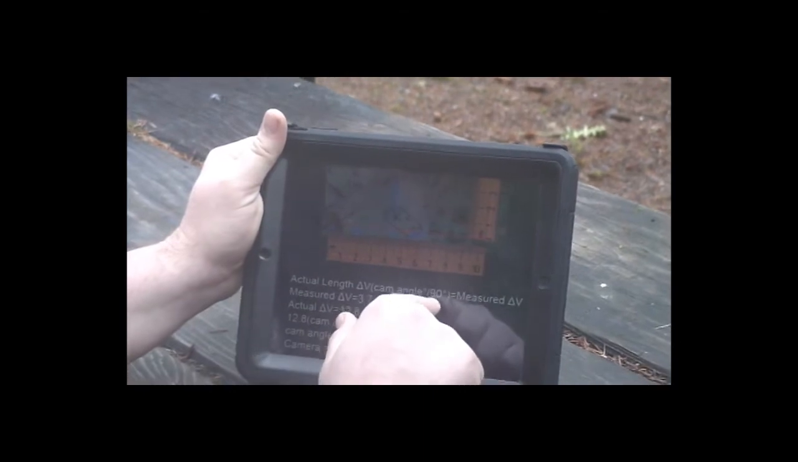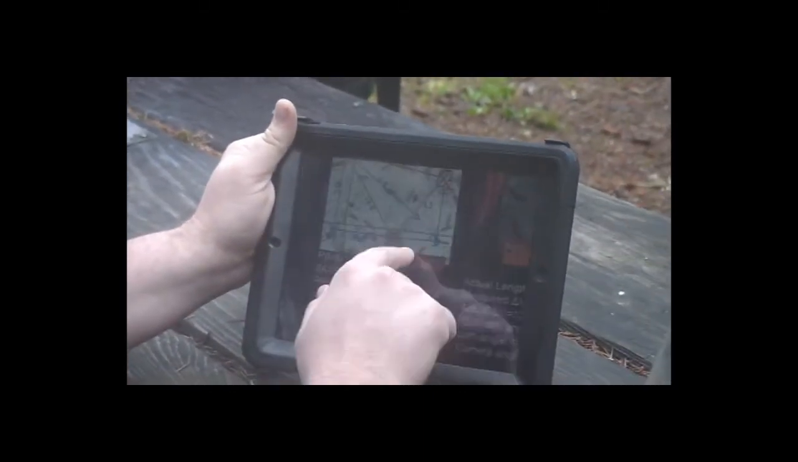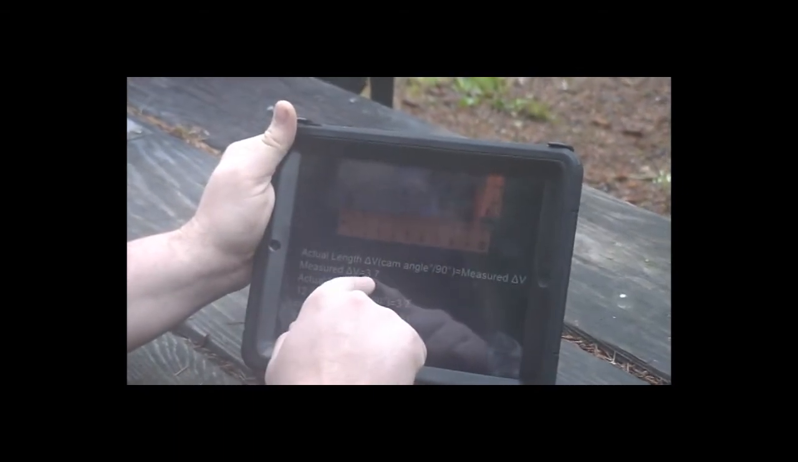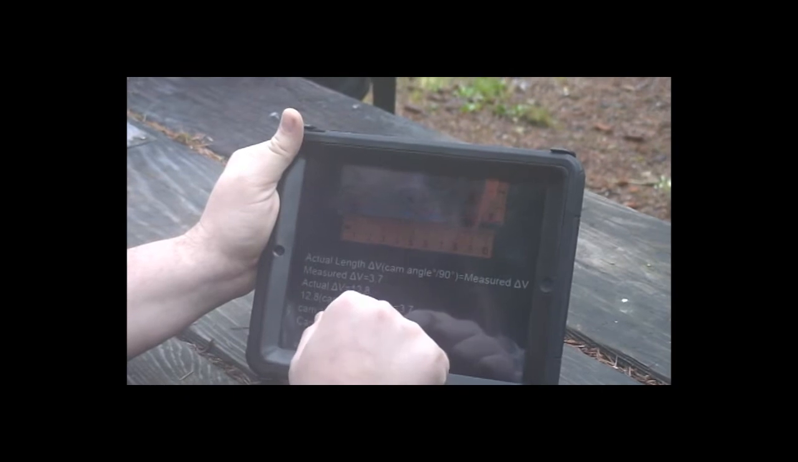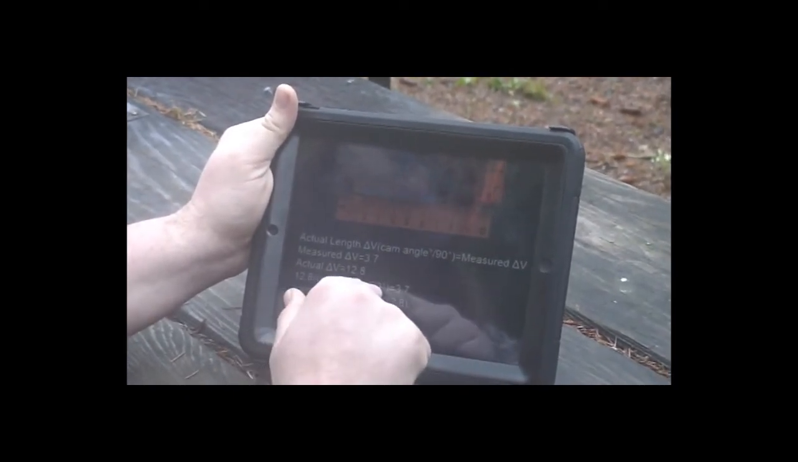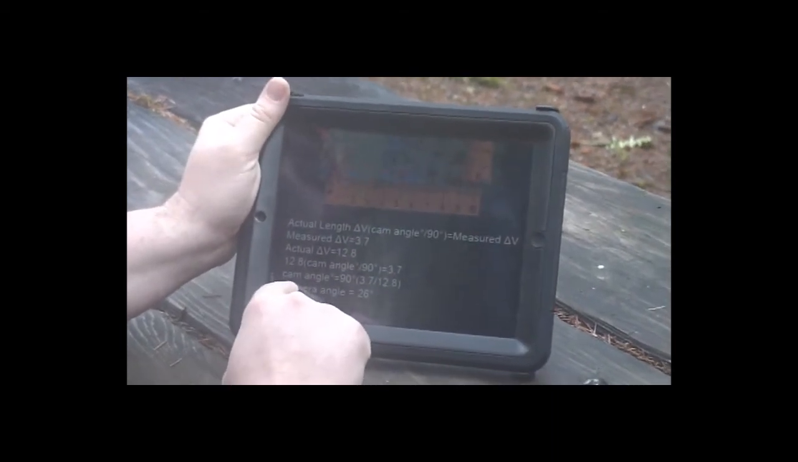Multiplied by the camera angle over 90 degrees equals the measured line. So this one's the measured, and that's the actual length. Right. So measured is 3.7, actual is 12.8. So 12.8 times the camera angle over 90 degrees equals 3.7. And a little bit of algebra, just move that around.